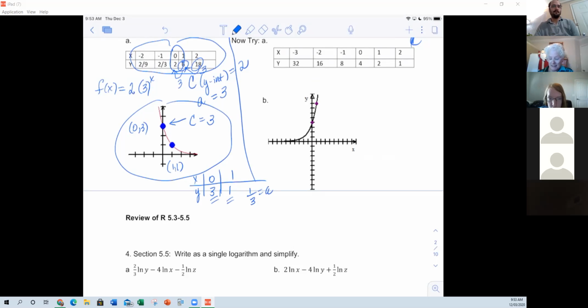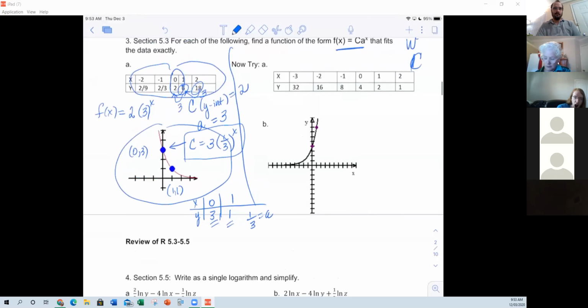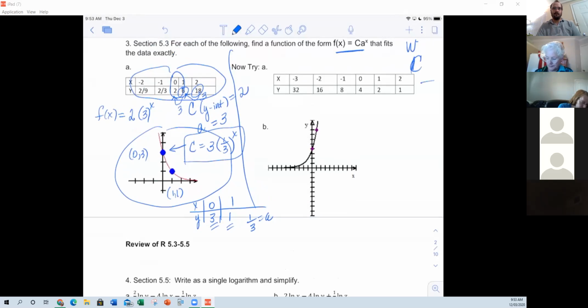The thing that people miss on this is they want to say it's 3, but it's not 3, because it is the fraction, it's going downward. So it can't be a positive 3 because it's decreasing. So this is going to be 3 times 1/3 to the x. Okay, so I want y'all to do these two.